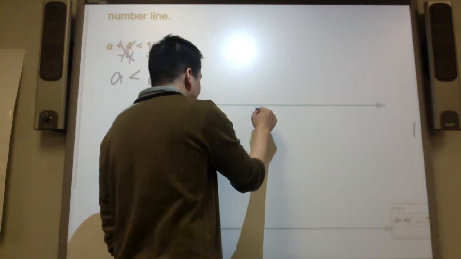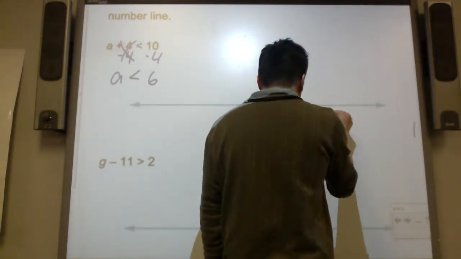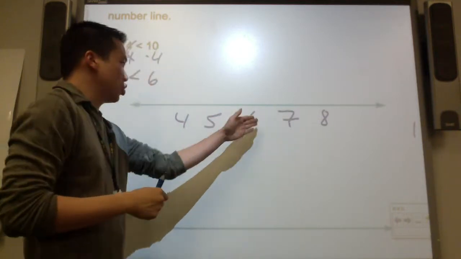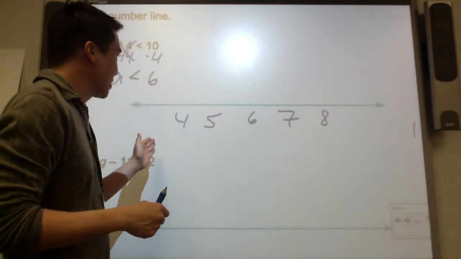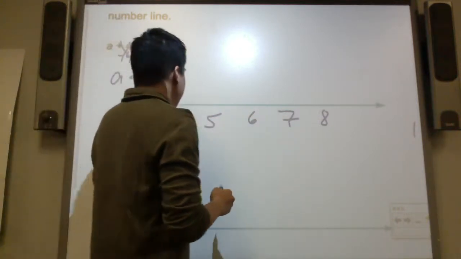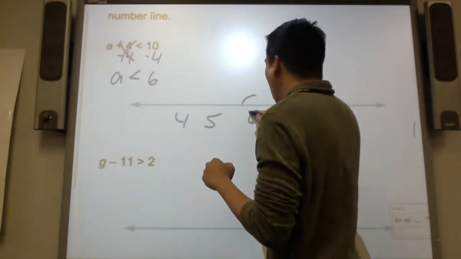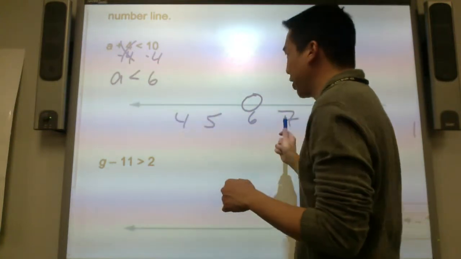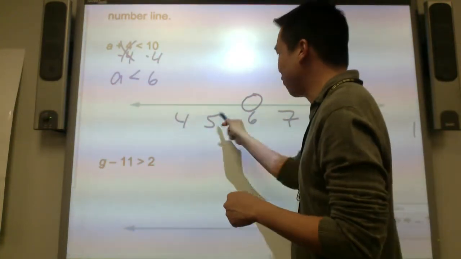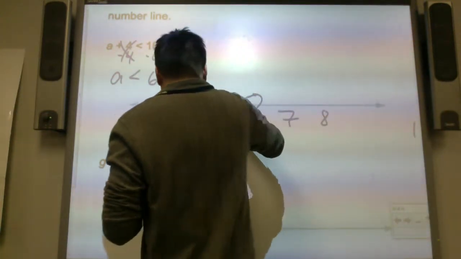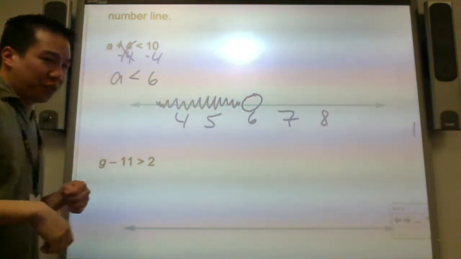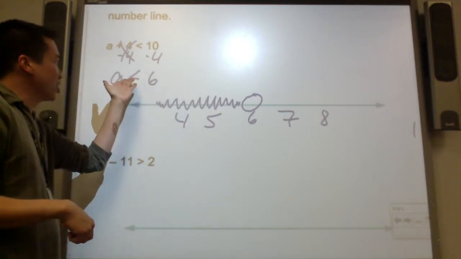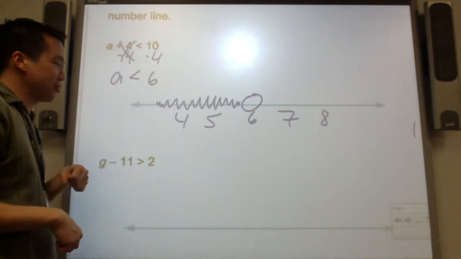So I graph 6, 7, 8, 5, and 4. So I do 2 integers to the right of 6, 2 integers to the left of 6. Now, is this an open dot or closed dot? An open dot, because the numbers that I graph that are less than 6 are 5 and 4. So I shade it this way. But if you do not want to overthink it that way, the direction of this inequality is to the left.